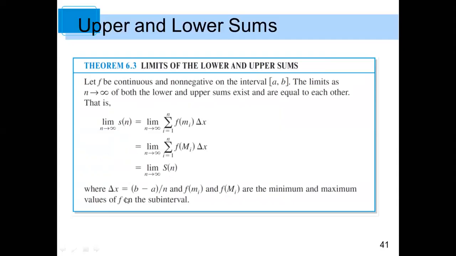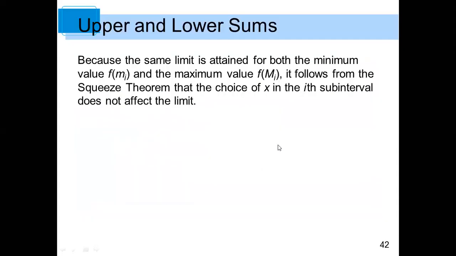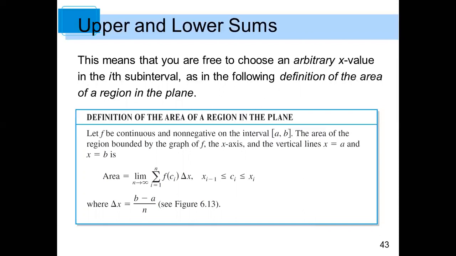Now remember, delta x is the width of the entire region divided by the number of subintervals. And f of m_i and f of capital M_i are the minimum and maximum values of f on the subinterval. Because the same limit is attained for both the minimum value and the maximum value, it follows from the squeeze theorem that the choice of x in the ith subinterval does not affect the limit. This means that you're free to choose any arbitrary x value in the ith subinterval, as the following definition of the area of a plane region indicates.